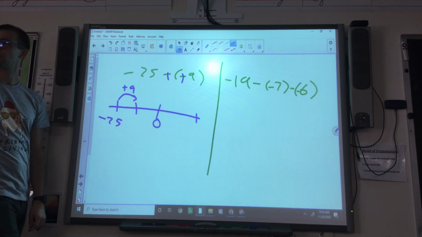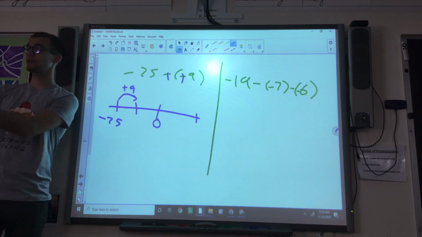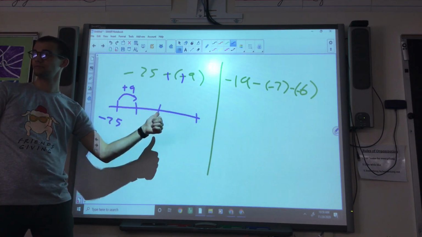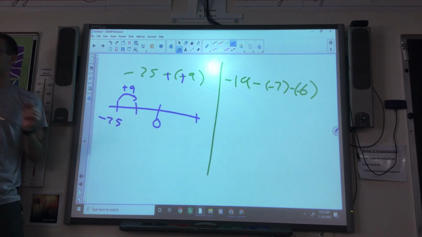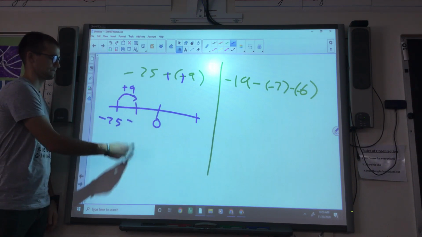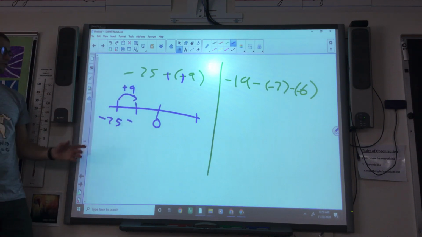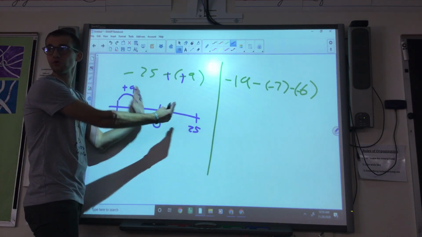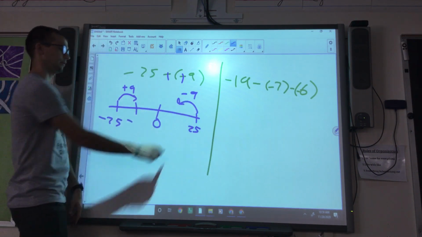Negative 14? No. Think about it this way. If it were 25 over here and you were subtracting 9, because that's essentially the same thing, only the answer would be positive. If you're at 25 and you subtract 9, then you would get what? Okay, so the answer is negative 34? No, because you're going forward 9, remember? If it was 25, both these times you're going closer to 0, right? So if you're at 25 and you were going back 9, you would end up at what?